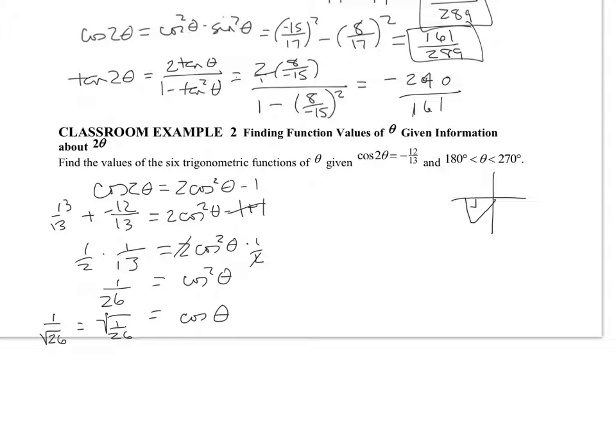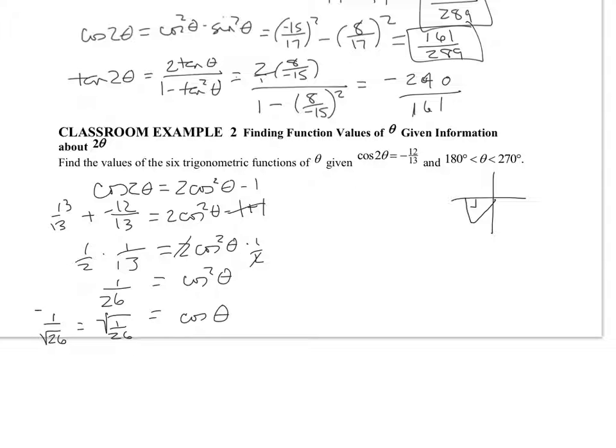Now, remember, when I'm taking the square root, there's both a positive root and a negative root. Since they've told me that angle theta is in the third quadrant, should this be a positive or a negative value for cosine? Is cosine positive or negative in the third quadrant? Negative. Okay, did that make sense? That's what we're going to have to figure out.